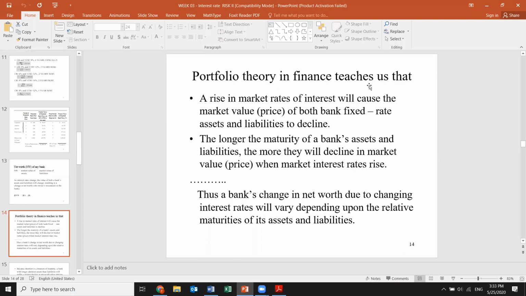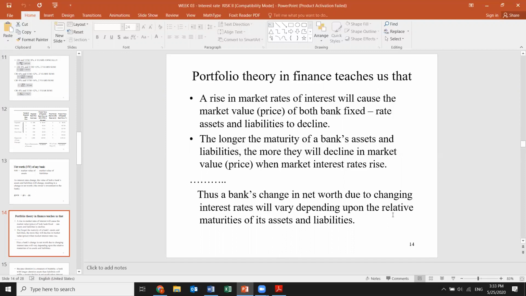So the portfolio theory in finance tells us that any rise in the market rate of interest will cause the market value of the bank's fixed-rate assets and liabilities to deteriorate. So the longer the maturity of the bank's assets and liabilities, the more they will decline in market value when the market interest rate goes up. So the bank's change in net worth due to the change in the interest rate will vary depending on the relative maturity of its assets and liabilities, okay?